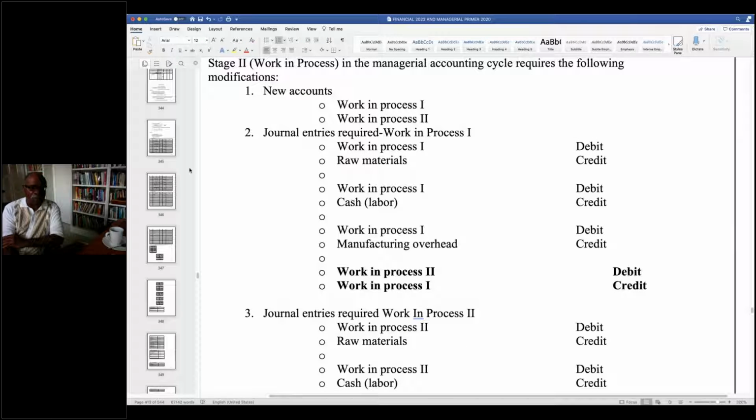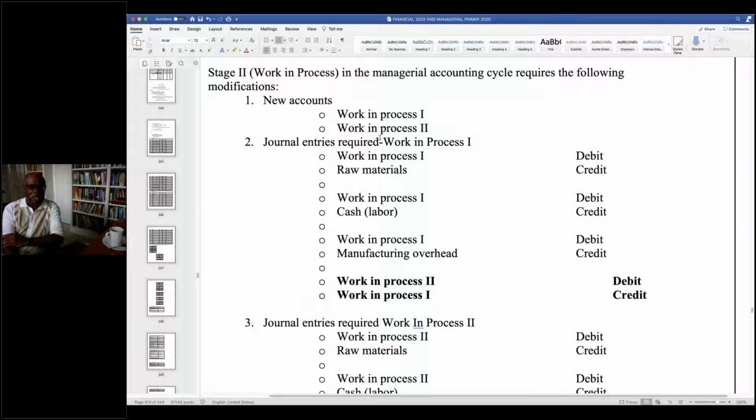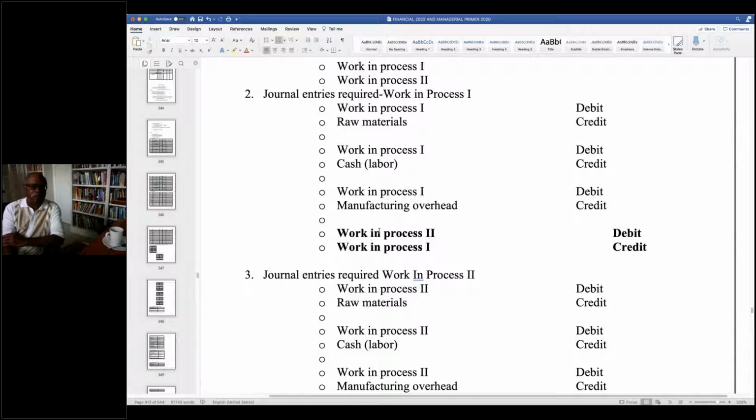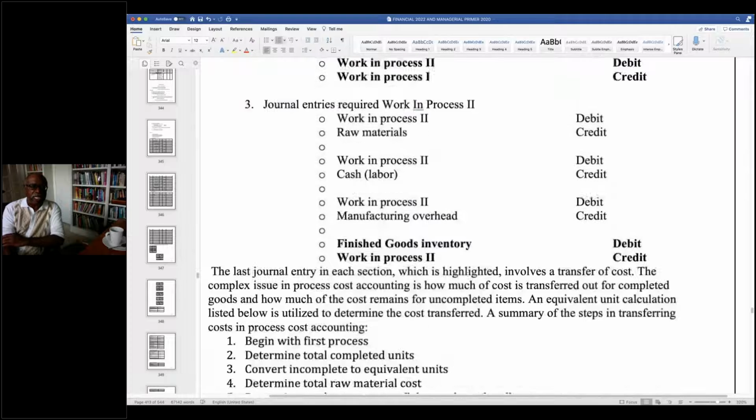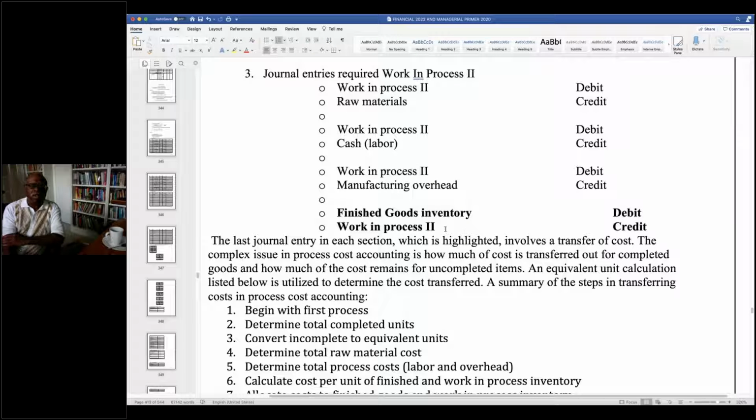And we said that the journal entry is required. We got two new accounts, work in process 1 and work in process 2. If we got multiple products, we got multiple work in process accounts. But now we just have one product, but it has several processes. So there are two work in process accounts. Work in process 1, and we said a key thing was coming up with that journal entry to transfer from work in process 1 to work in process 2. And then the next key journal entry was transferring from finished goods to work in process.